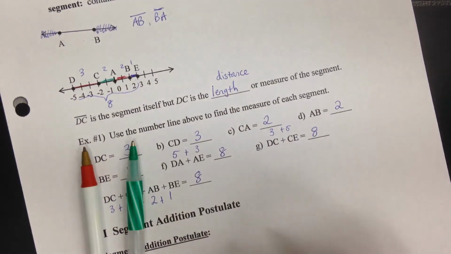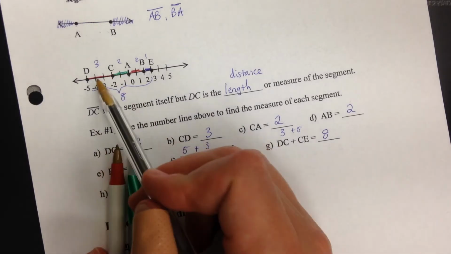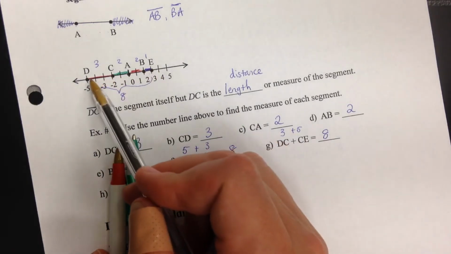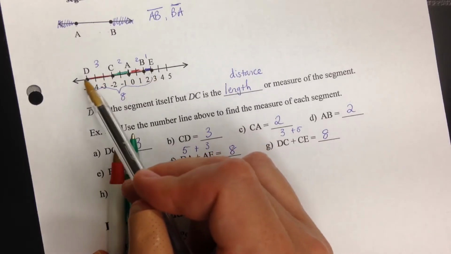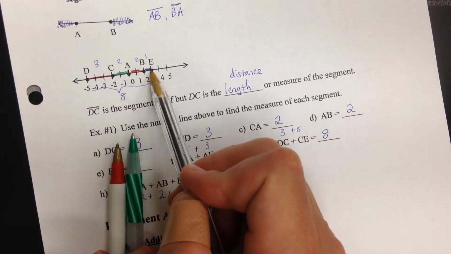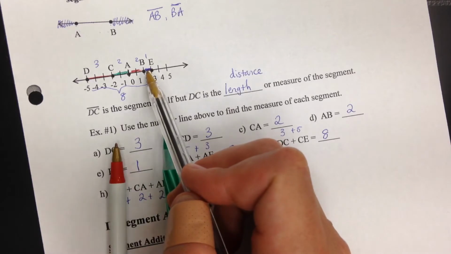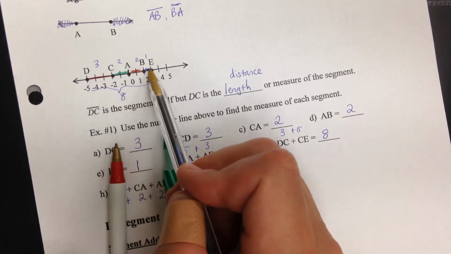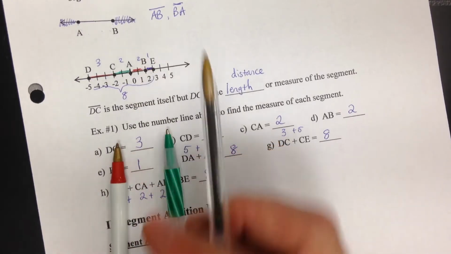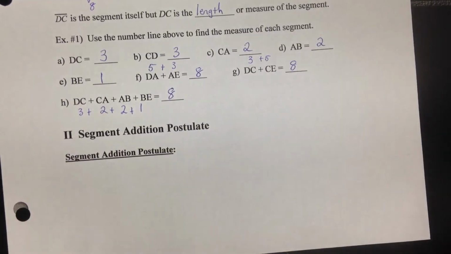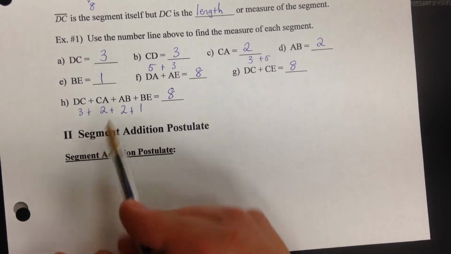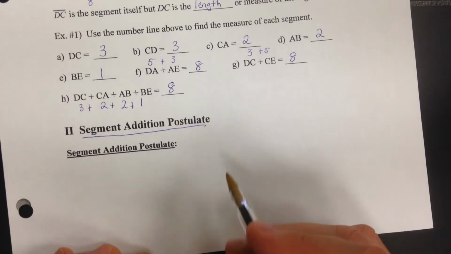So this is a really important concept in geometry. If you have a segment, and if you add up the parts, they will always be equal to the total distance or length of the whole thing. If you add up the parts, you get the whole thing. That's a really important concept. So we're actually going to write that down at the bottom here. And we have a name for this. It's called the segment addition postulate.